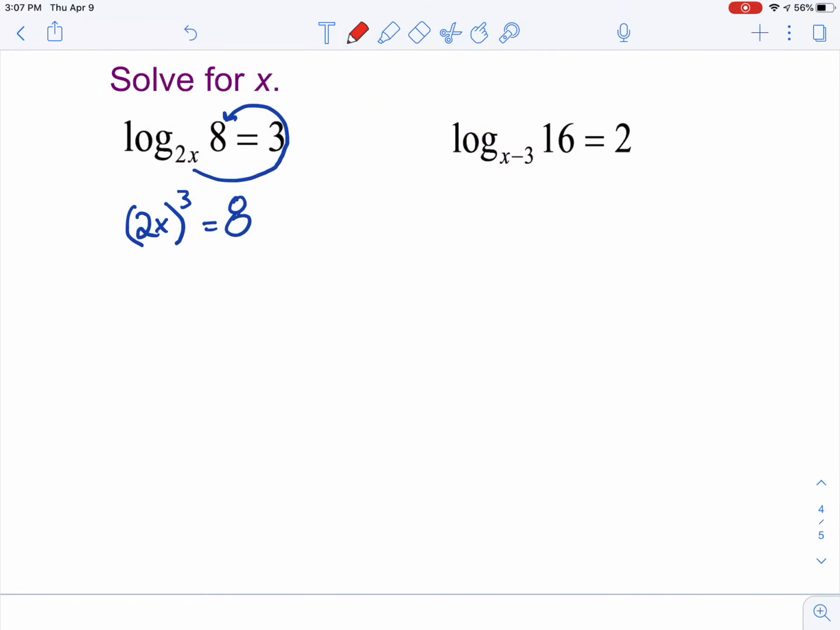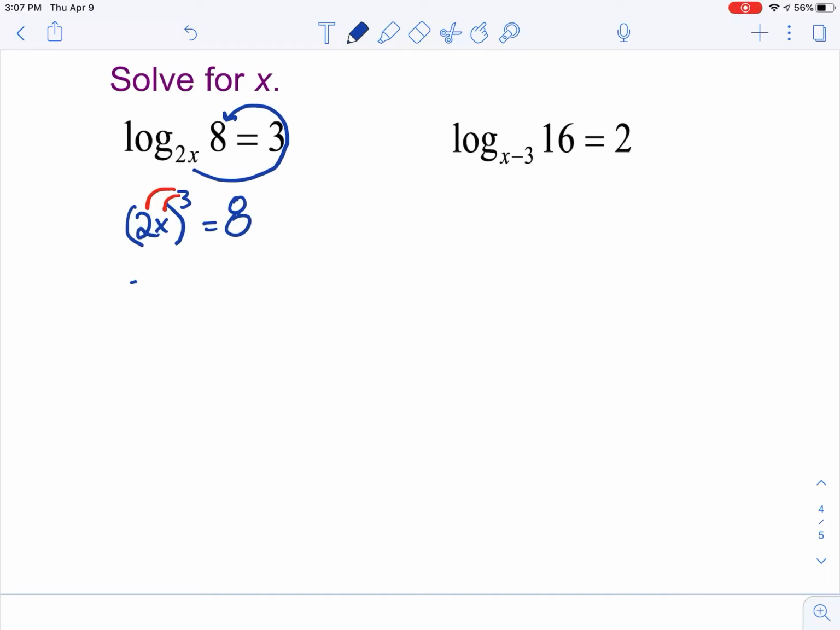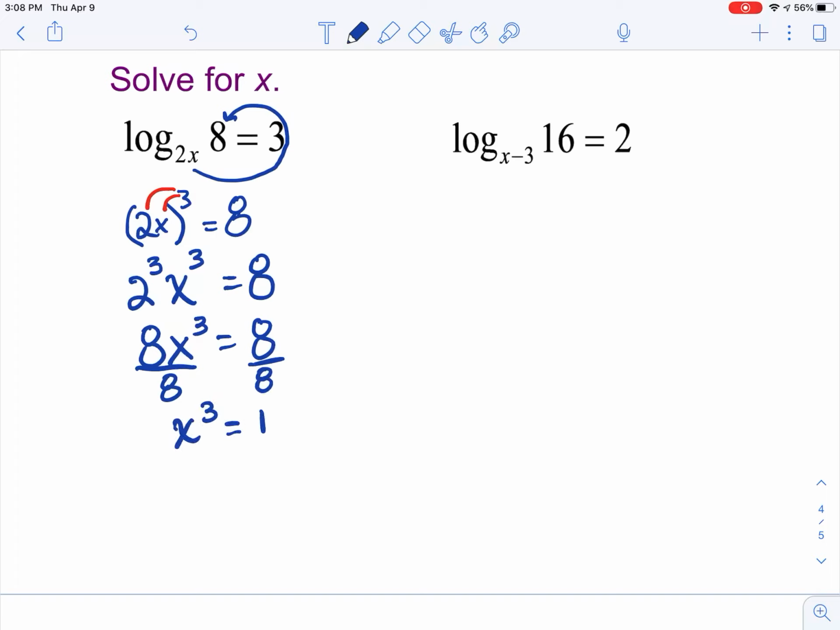Well, now remember, I have to take everything to the third power there. So 2 to the third, x to the third equals 8. 8x to the third equals 8. Divide each side by 8. x to the third equals 1.